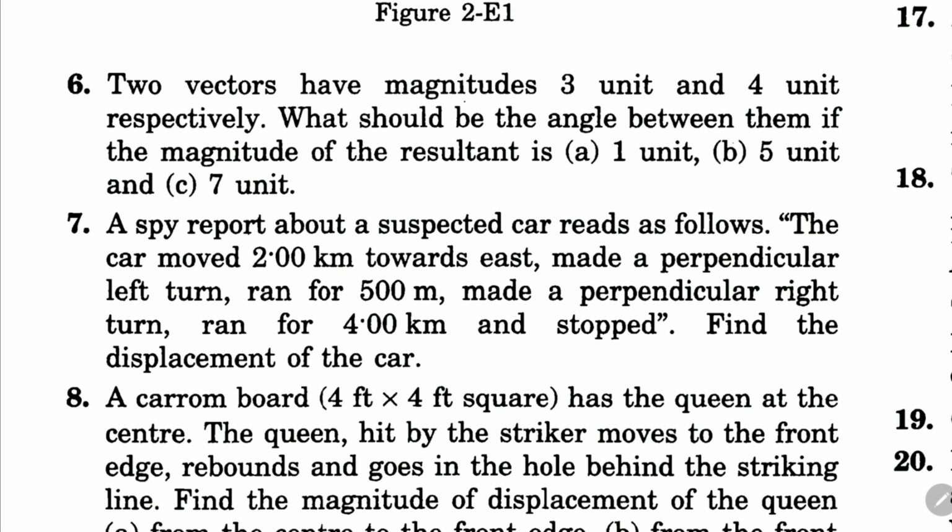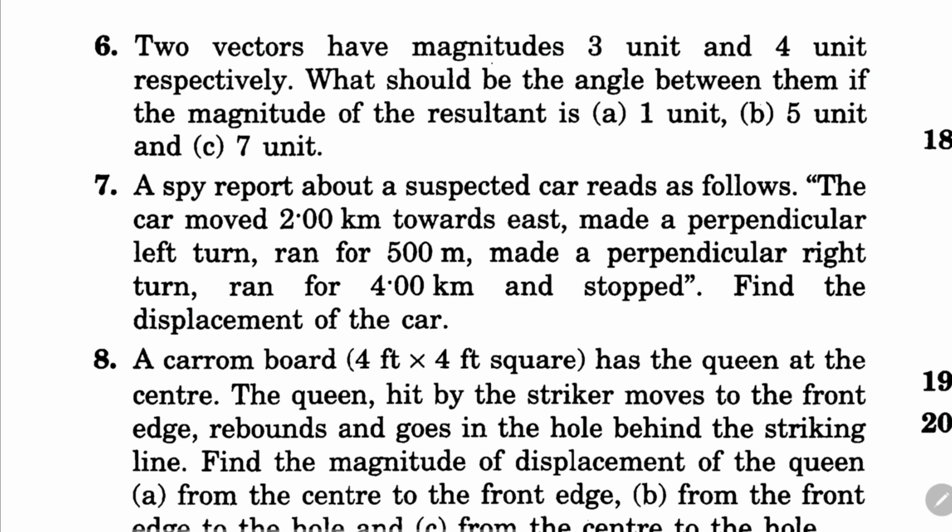So in order to understand this question, we will draw a diagram. By that you can easily understand what they are asking. So we have a spy report about a suspected car. That car has moved 2 km towards east, then a left turn, then 500 meter in that direction, then again a perpendicular right turn, and then 4 km. So let's try to solve this. We have to find the displacement of the car.